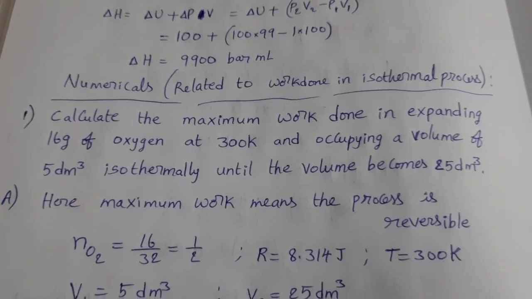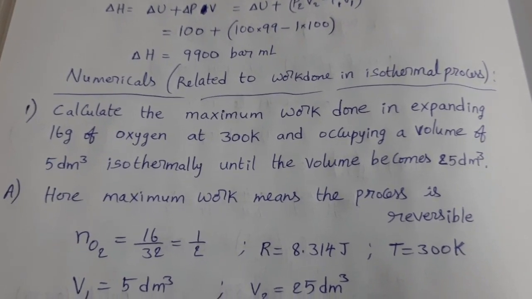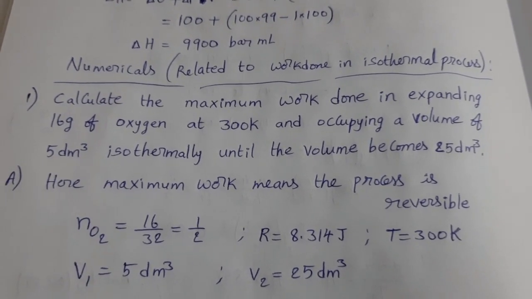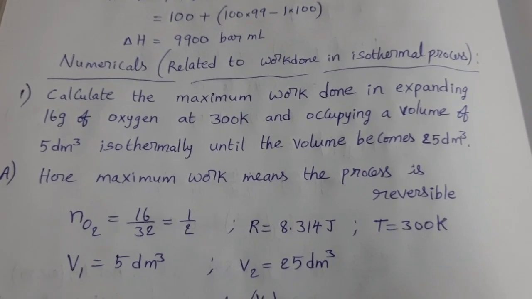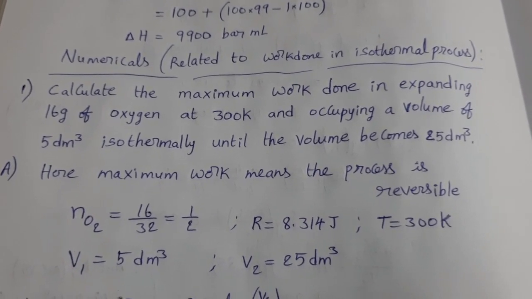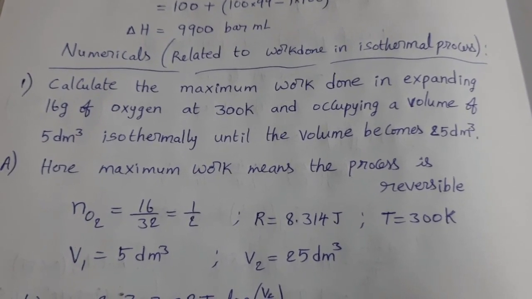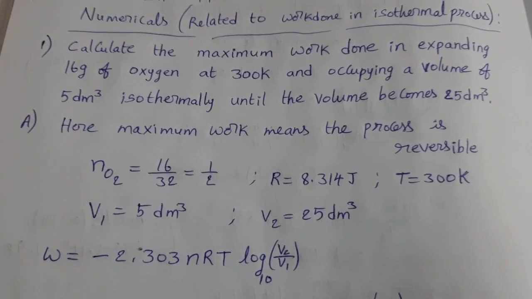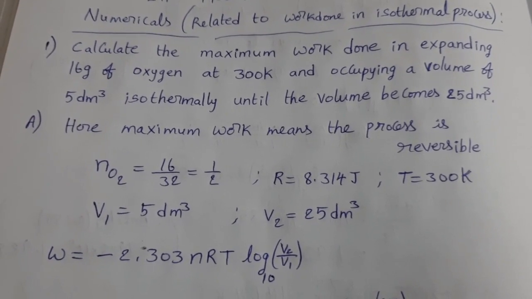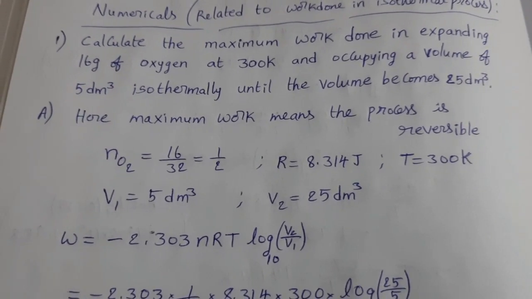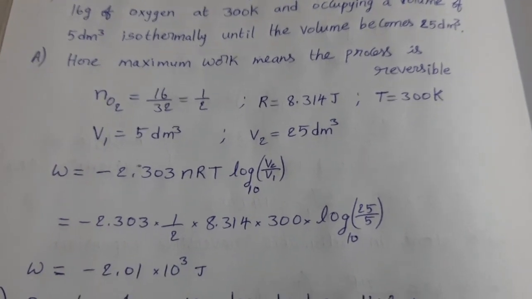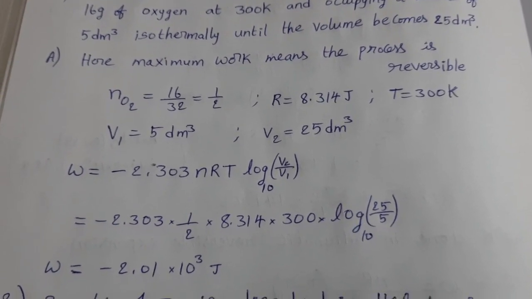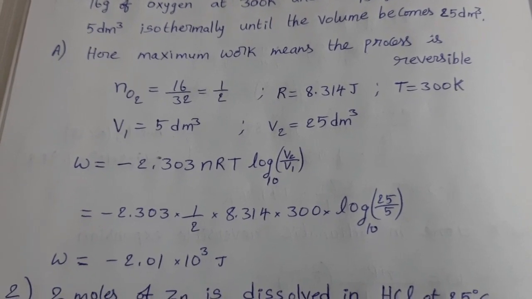Number of moles of oxygen: mass 16 grams divided by 32, that equals 1 by 2. Gas constant R equal to 8.314 joules. T equal to 300 Kelvin. V1 is 5 decimeter cube, final volume V2 is 25 decimeter cube. Now work done formula: minus 2.303 nRT into log of V2 by V1. Substitute nRT and V1, V2. Then finally we can get maximum work done in this process, that is minus 2.01 into 10 power 3 joules.